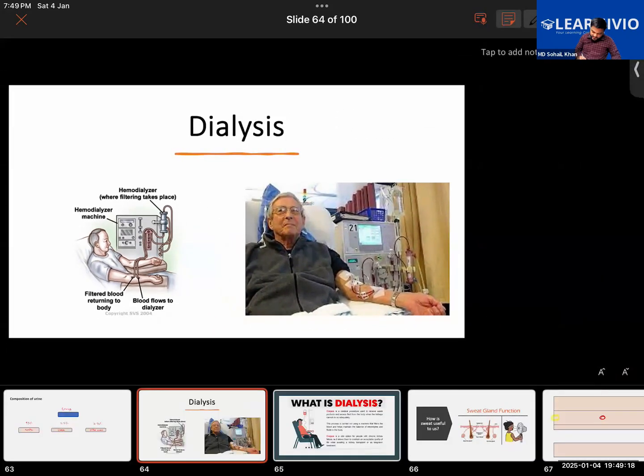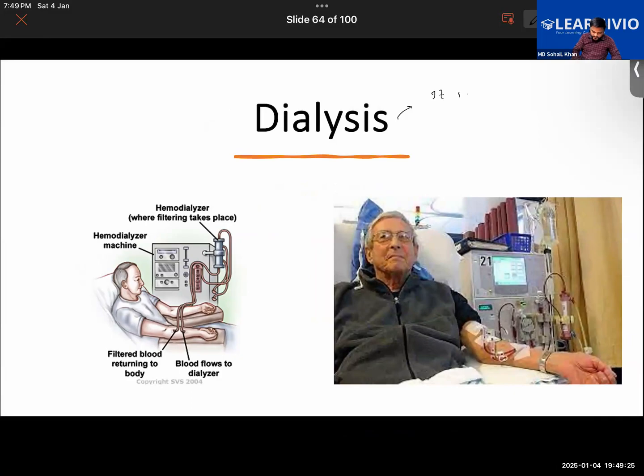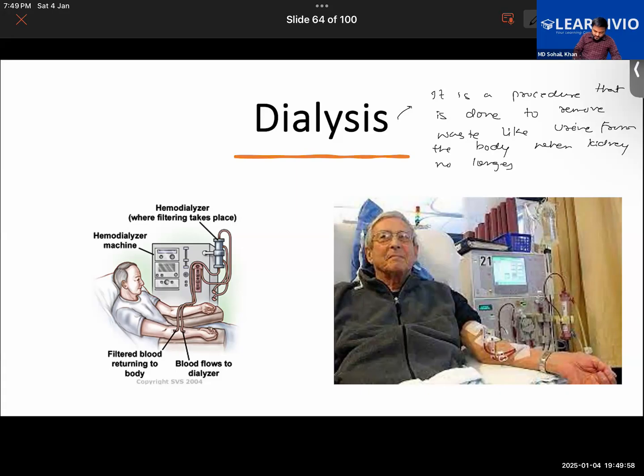Now let me provide a definition of this. It is basically a procedure that is done to remove waste like urine from the body when the kidney no longer works properly. So that is what dialysis is.